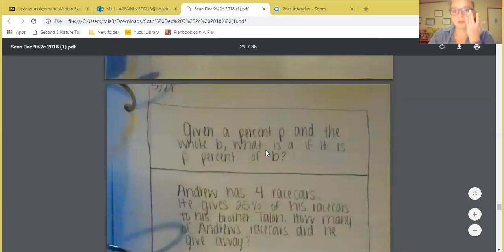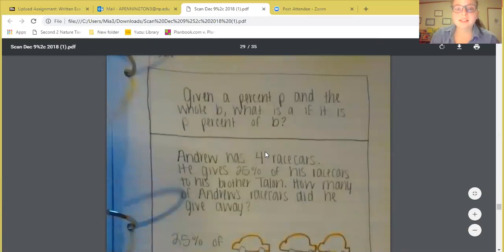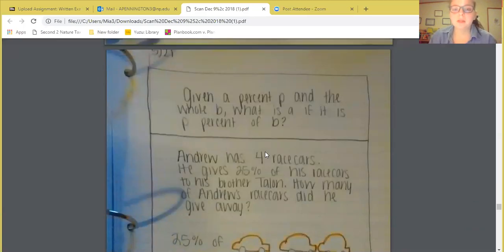Okay. Oh, sorry. This is question 2. Given a percent P in the whole B, what is A if it is P percent of B? And that's at the top of the poster.